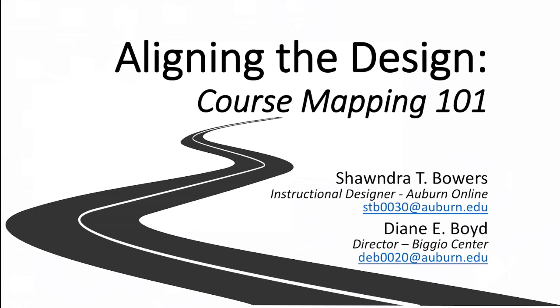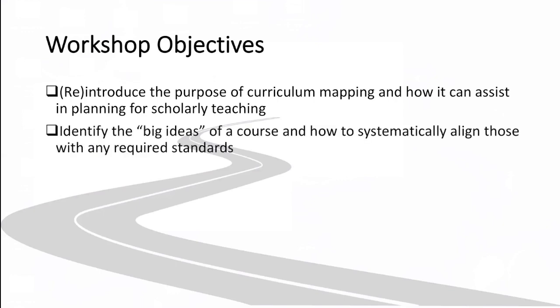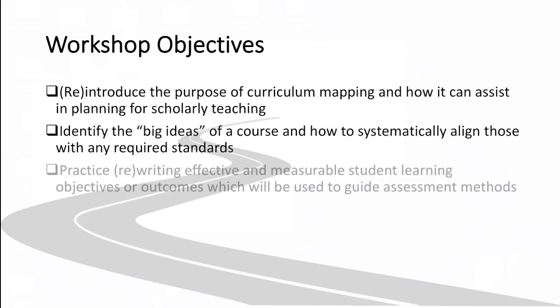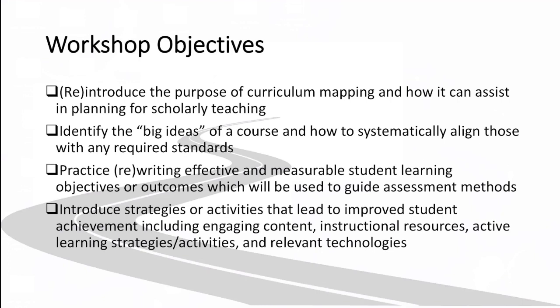We'll take a look at the workshop objectives. I won't read these to you, but take a look at them and think about what we hope will come out of today: that any tweaks in your course planning might inspire you to measure the difference in student learning or your own satisfaction, which is what leads to scholarly teaching. The process will involve thinking about the big ideas of the course. We'll practice working with student learning objectives, and we'll get a taste of strategies or activities that lead to improved student achievement.